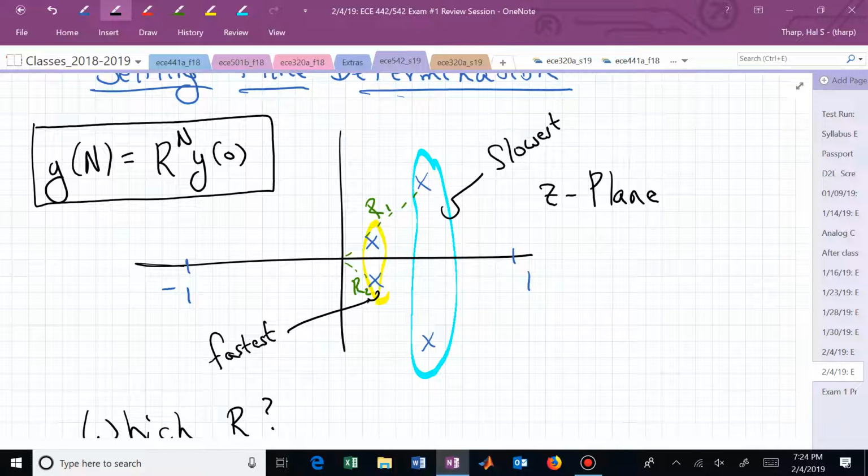Let's say R sub 2 is 1/4 for a radius and R1 is 3/4. As you raise those 2 fractions to higher and higher powers, the 3/4 collapses much slower than the 1/4. That's how to sort of intuitively convince yourself of which one's the slowest and which one's the fastest. The slowest one is actually going to be the dominant pole pair.